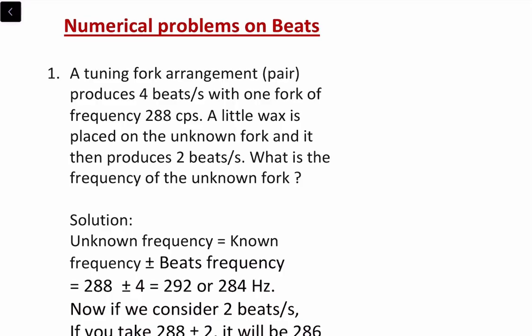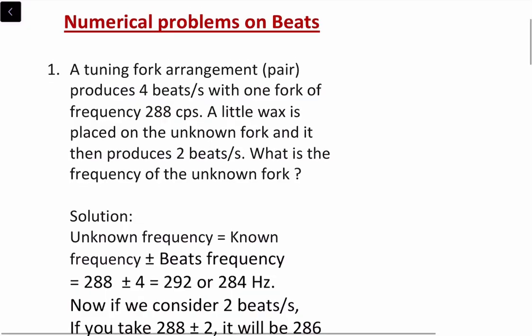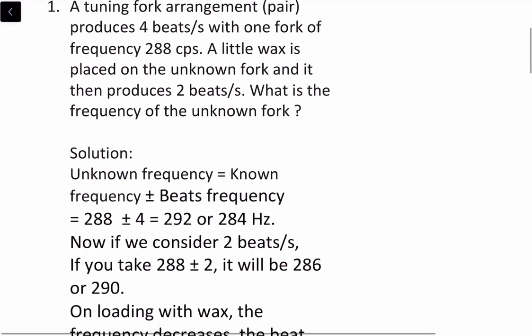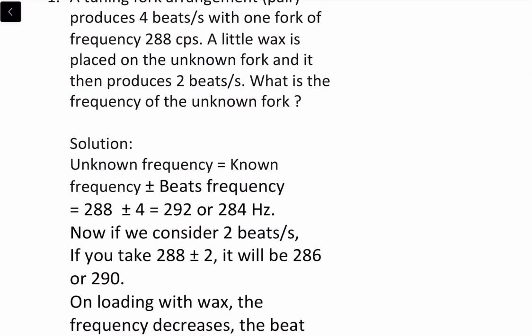Now here the first tuning fork has a fixed frequency of 288 cycles per second, but the second one has some little wax on it after some time. Initially it was making 4 beats per second. Now after placing some wax on it, it is producing 2 beats per second with the first one. So, what is the unknown frequency?